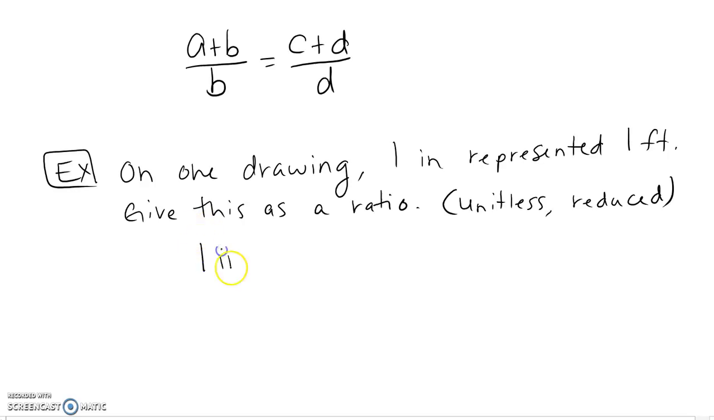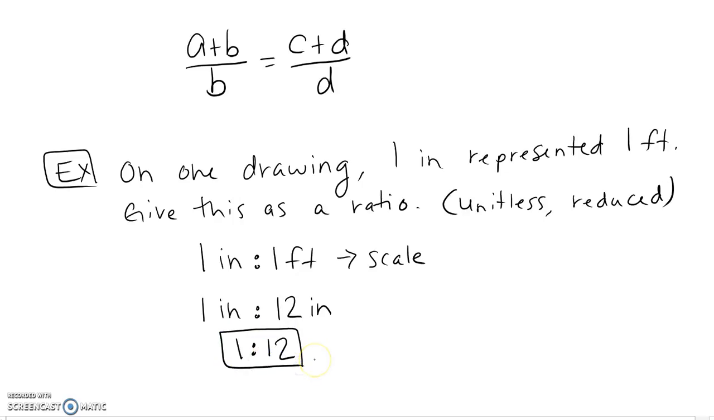So some people will just say, well, 1 inch and 1 foot. But that doesn't really work, because this is a scale rather than a ratio. A scale is a special type of ratio. A ratio can be used as a scale, but a scale isn't a unitless reduced ratio. When they want it to be unitless, it means I have to change them to the same unit. So instead, I want it to be 1 inch is 12 inches. Once the units are the same, I can drop them, and that's a 1 to 12. 1 inch representing 1 foot is a 1 to 12 ratio.